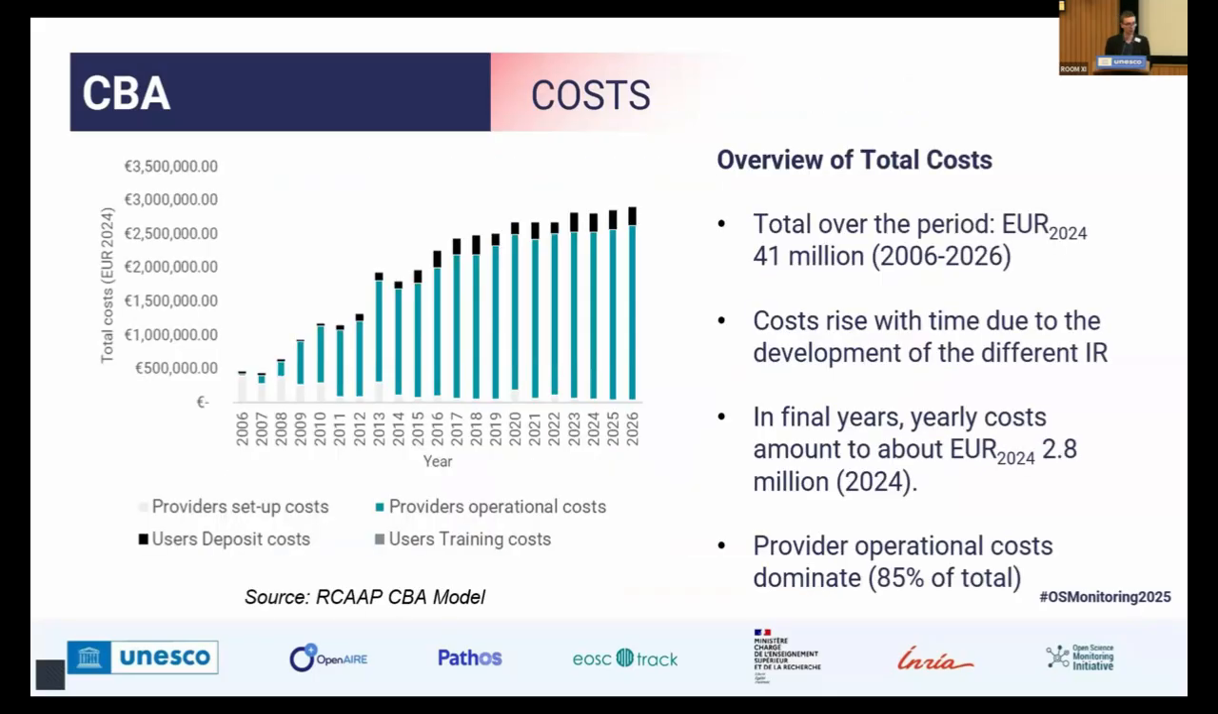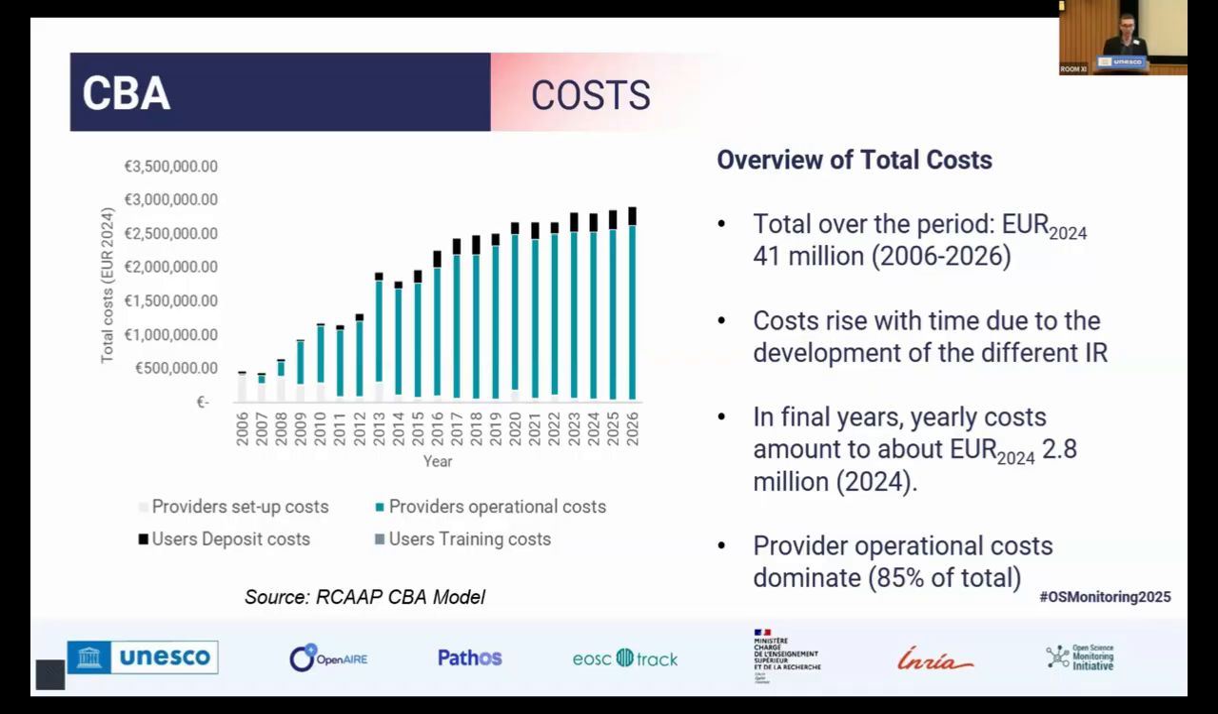So here are some results of our modeling. On this slide you can see the total cost of RCAP, in the scenario with RCAP, the scenario that happened in real life. Over the total period under consideration, we have 41 million euro of costs. These costs obviously rise over time because at the beginning there were few repositories, but with the increase in the number of institutions participating, you have this process of increase.